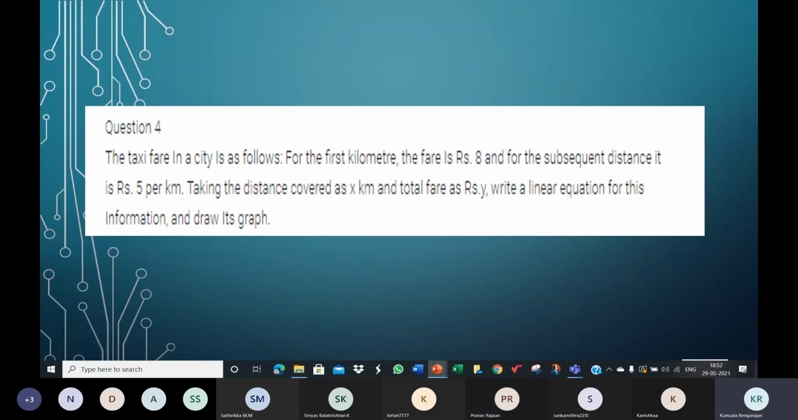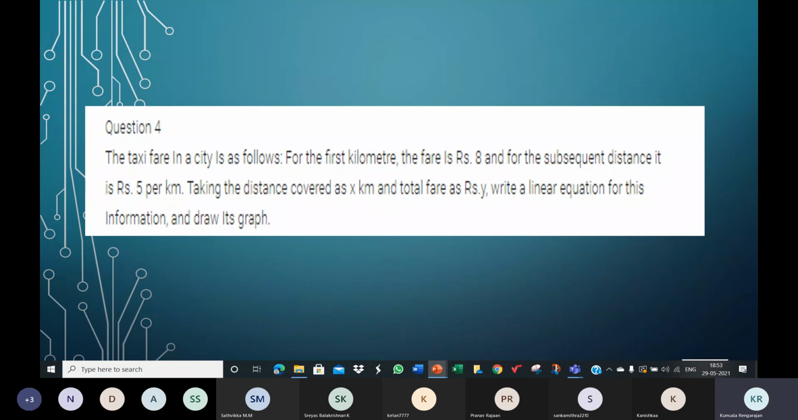Can you just read the first line from your book? Y is equal to 8 plus 5 into x minus 1, ma'am. Very good. And y is equal to 8 plus 5x minus 5, ma'am. Very good. Then y is equal to 3 plus 5x. You're right, Pranav. So the equation is y is equal to 5x plus 3.